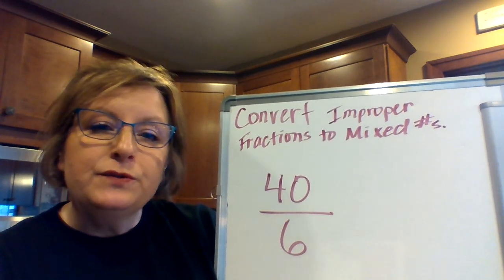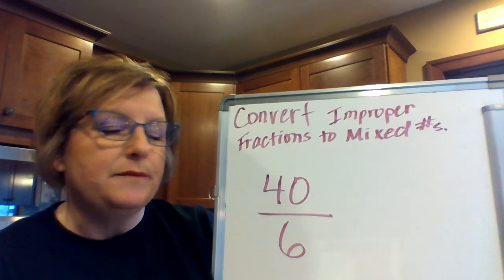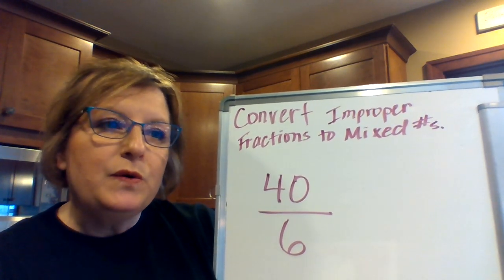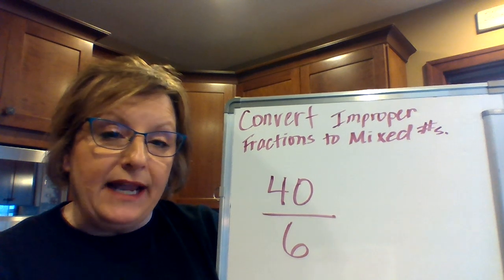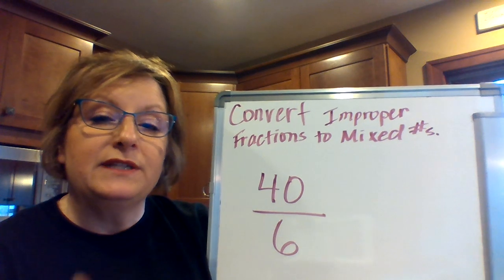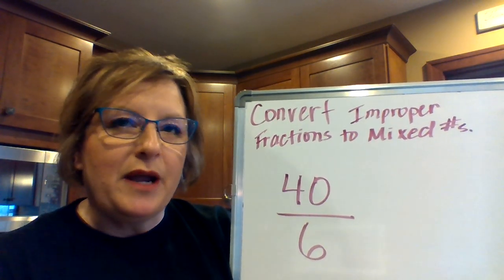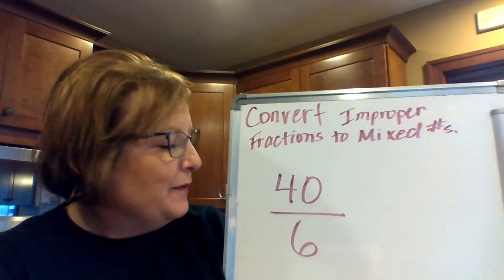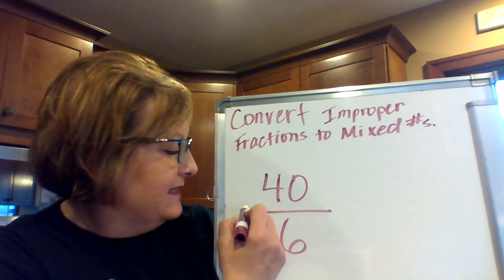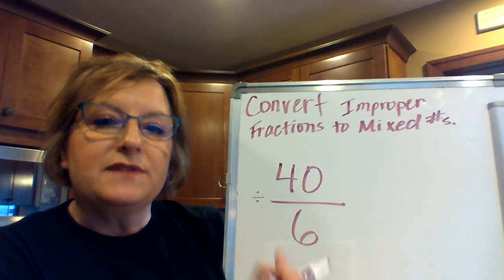In order to change mixed numbers into improper fractions, we multiplied. So the opposite of multiplying, the inverse operation, is division. Since we're going the opposite way now, from an improper fraction to a mixed number, we are going to divide. And we're going to see this fraction bar here as a division sign. So you can actually write division problems this way.